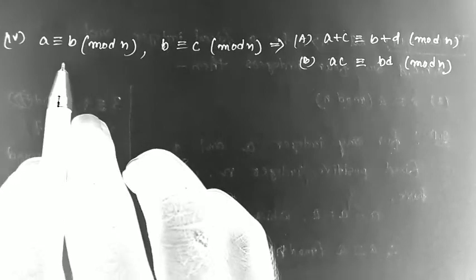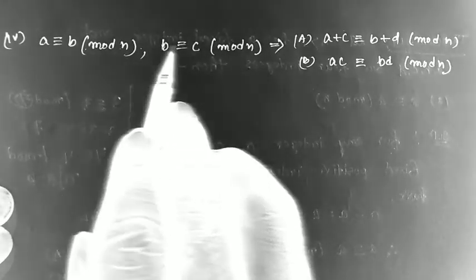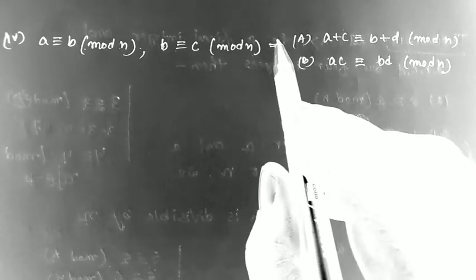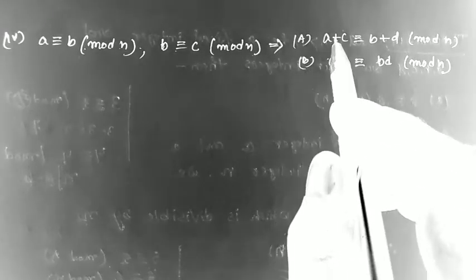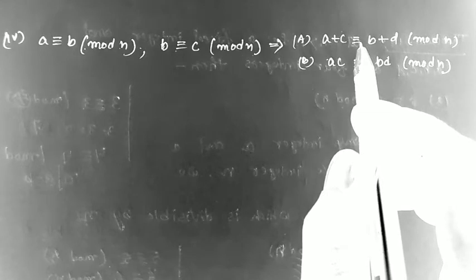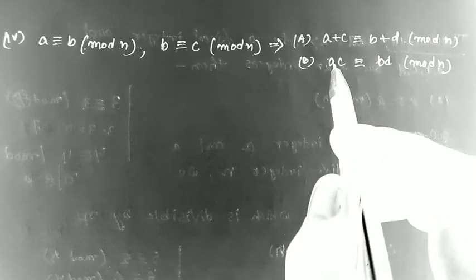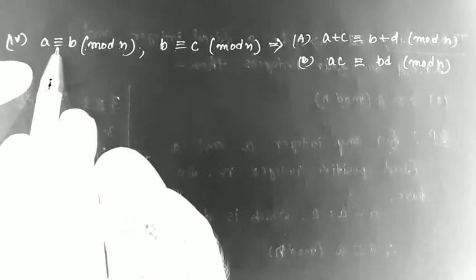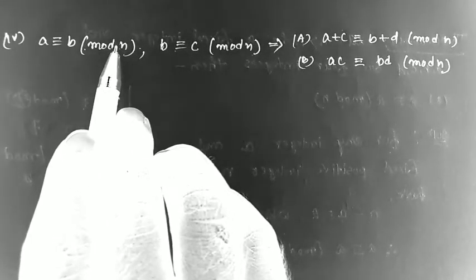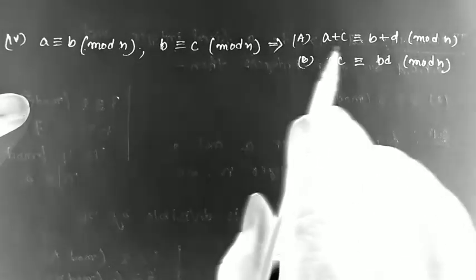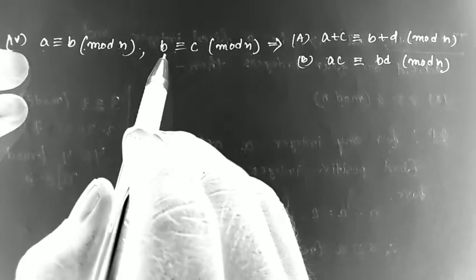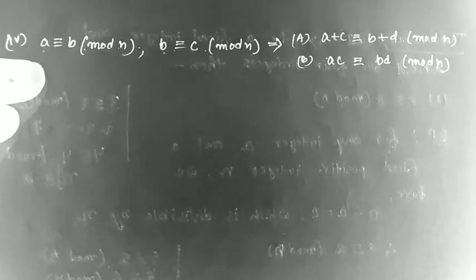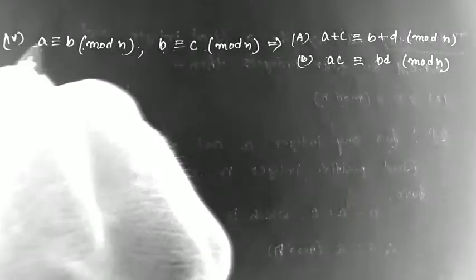Next property: if A is congruent to B mod n and C is congruent to D mod n, then we have to prove that A plus C is also congruent to B plus D, and A into C is also congruent to B into D. That means if there are two congruences, then we can add them and they are also congruent. Sorry, it is quite wrong here.